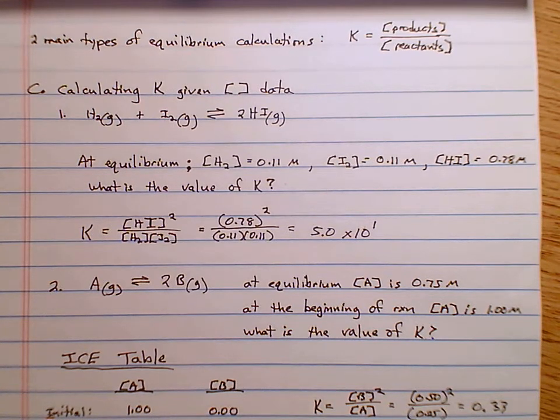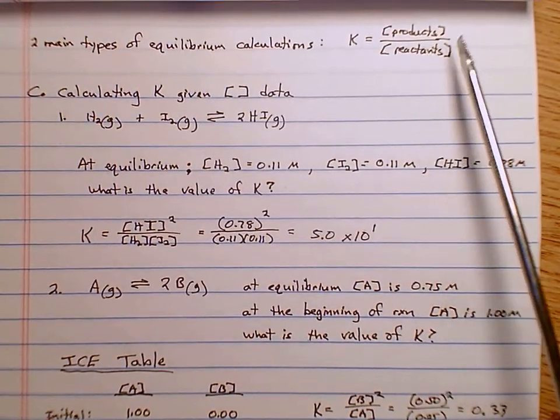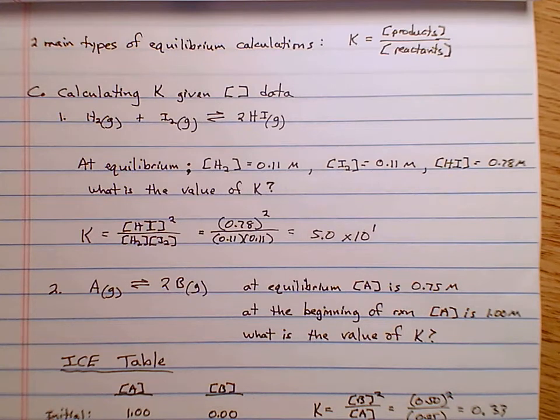All right, now let's do some good math. When you have equilibrium math problems, when you have equilibrium calculations, it turns out there are two main types of these equilibrium calculations. Recall that the equilibrium constant is the concentration of products divided by concentration of reactants with a little stoichiometry thrown in there.